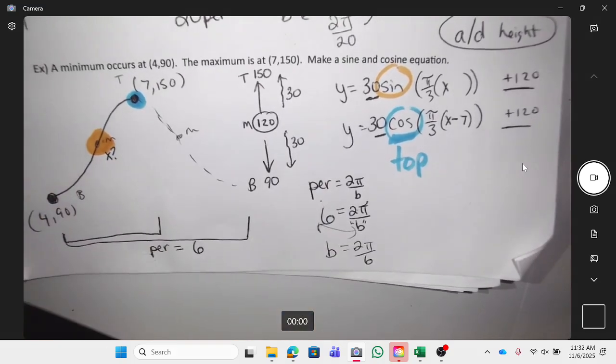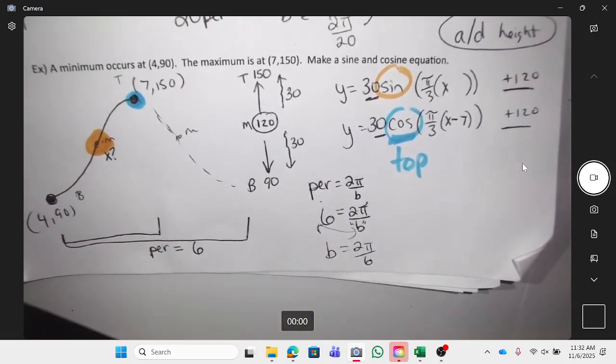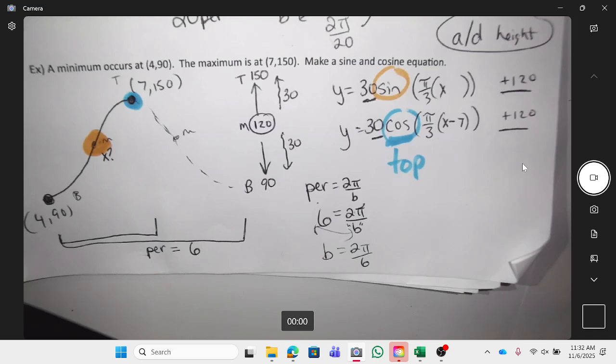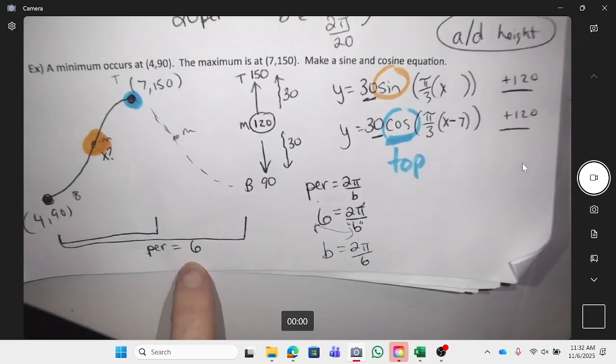What's the x value? How will you get it? What do you know about that x value? Okay, so there's 2 things I could do here. I could just say what's between 4 and 7. Okay, that's one thing I could do. Or, remember our period was 6?